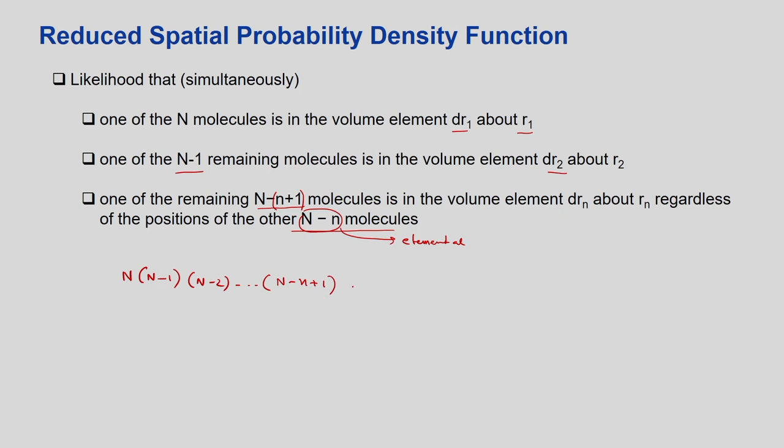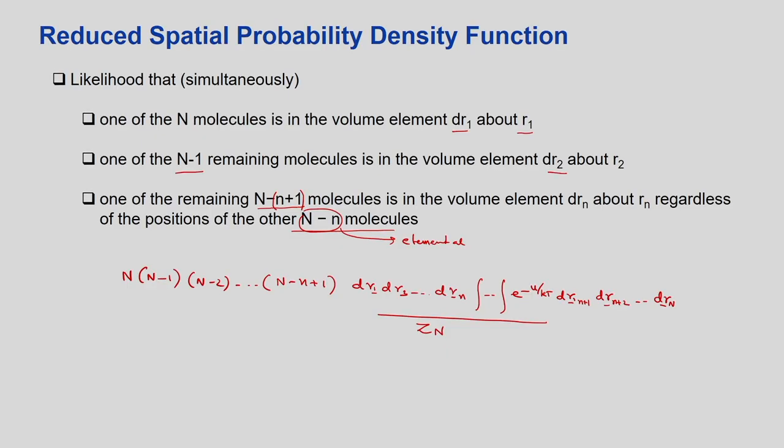Then you keep the exact expression we wrote earlier, dr1, dr2, like that you go till drn. Then the remaining n plus 1 terms you have to keep here, and then you have the weight which we wrote earlier, dr of n plus 1, dr of n plus 2. So these are all vectors, finally dr of n. So these are the number of ways, this is the weight factor, and it has to be normalized, so you divide by Z. We write Zn here, because n in the subscript means it is for n number of atoms. So the configurational integral value is Zn.